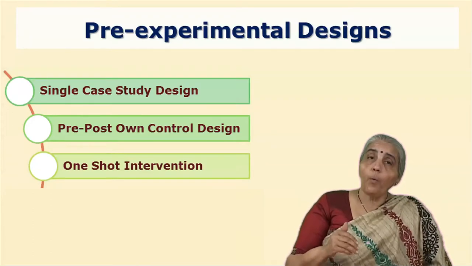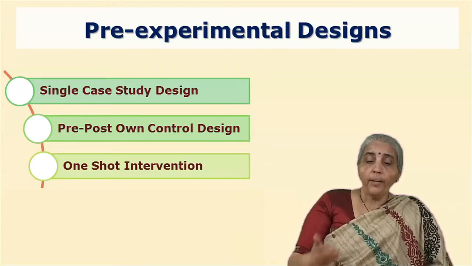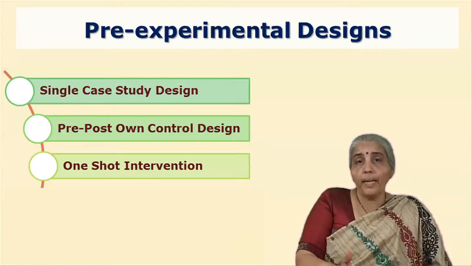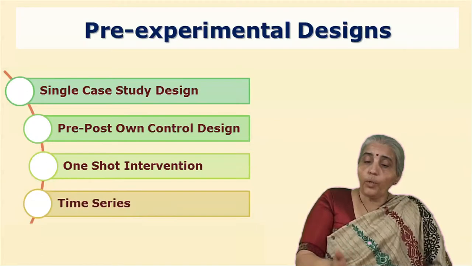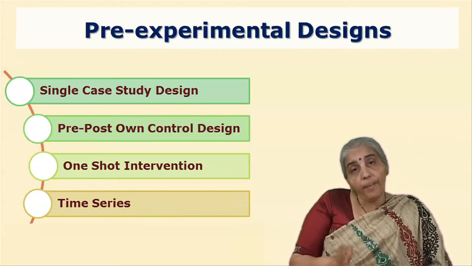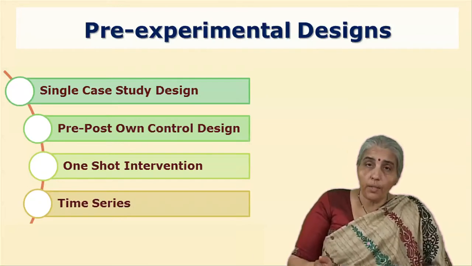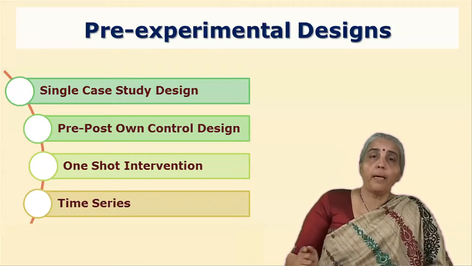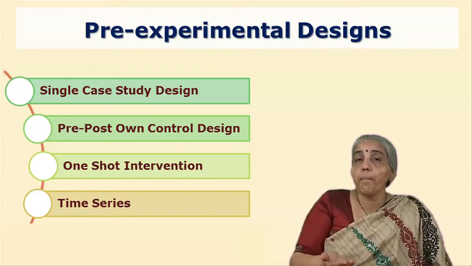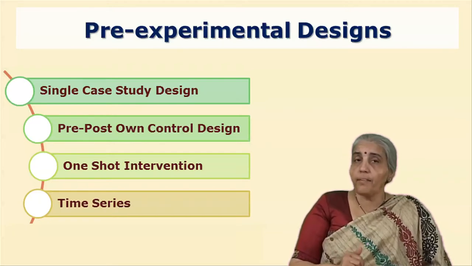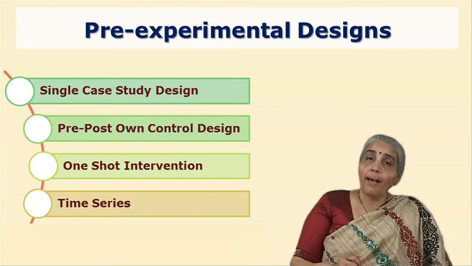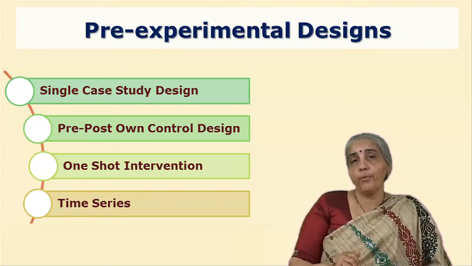You can also have a one-shot intervention where you are bringing in that intervention or treatment just that one time. Similarly, you can also have a time series. So you can have the same intervention or a variation of that treatment brought in at specific time intervals, and each time an analysis is done to see what has been the impact of this treatment that was given to the subjects. So these are some of the pre-experimental designs that we have available to us. Let us look at a few more.